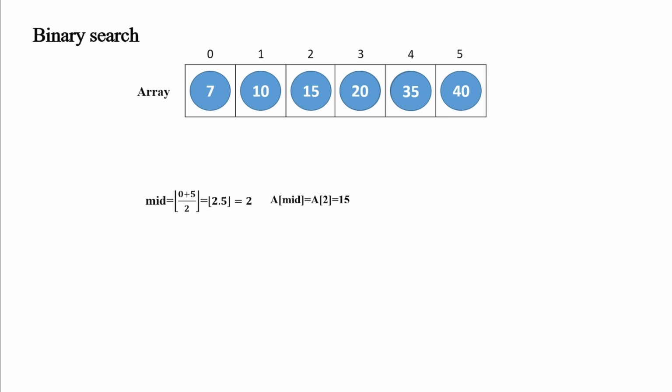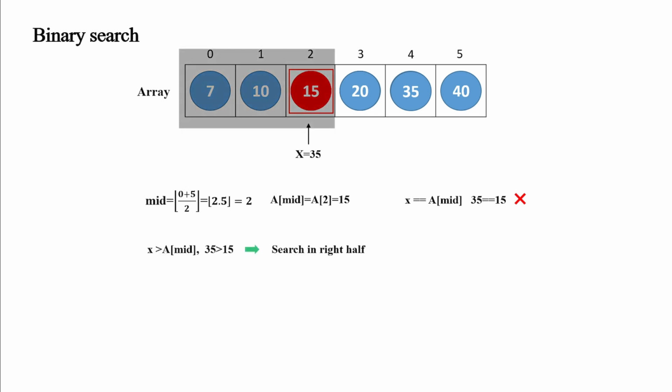At index 2, the value is 15. Now we compare the number we're looking for, 35, with 15. They're not equal, and since 35 is bigger than 15, we know the number has to be in the right half of the array. So we ignore the left half completely, and now we focus on the range from index 3 to index 5. Let's find the middle of this new range.